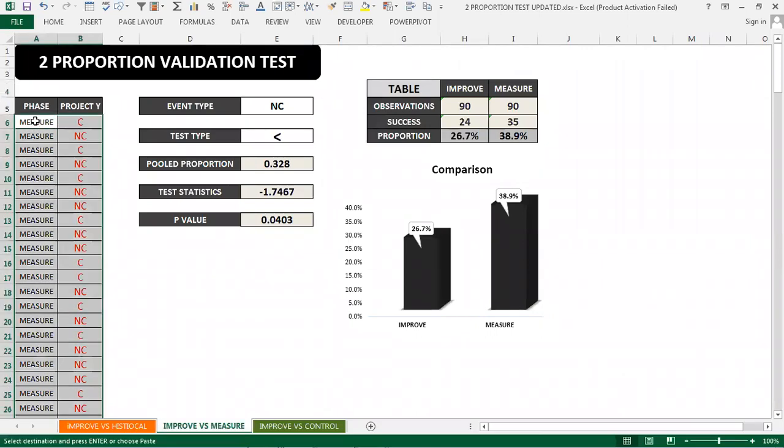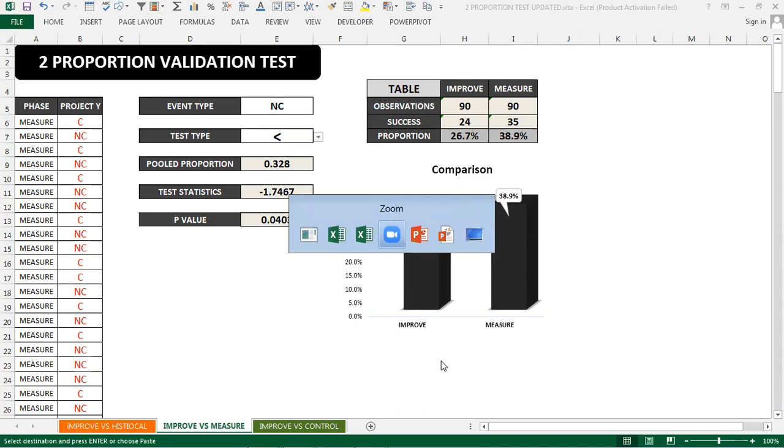Let me paste it again. Right. Then we're going to put NC over here, and we're going to select the drop down of less than. That's it. We have this p-value. It is as simple as that. This is what we're going to do to execute the two proportion validation test. Of course, we can see this graph as well, where the improved phase proportion is less than the measure phase proportion. Let's get back to our presentation.